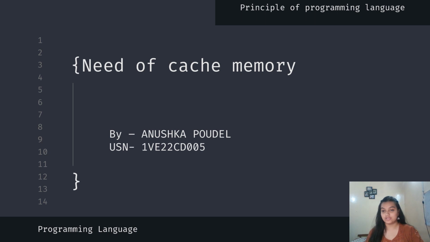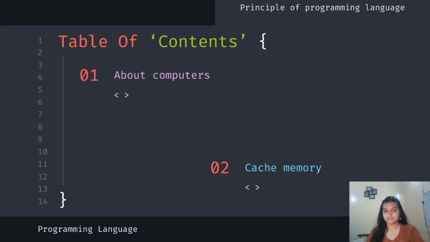I'm studying in Sri Venkateshwara College of Engineering, and today we'll be discussing the need of cache memory. Today we'll be talking about what computers and cache memory are.